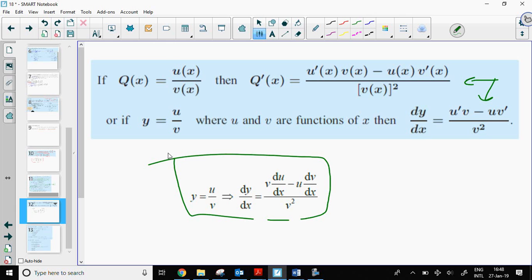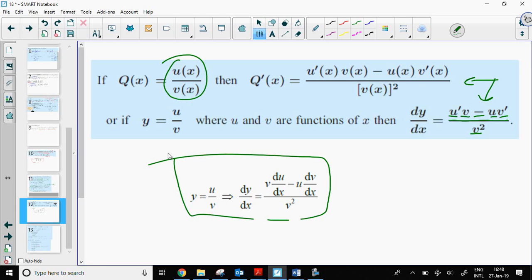Okay, so my original function here is u over v. The upper function, the numerator, what I'll call the high function, is u, and the denominator, which I'll call the low function, is v. So what we have here is: low d high minus high d low, draw the line and square the low.